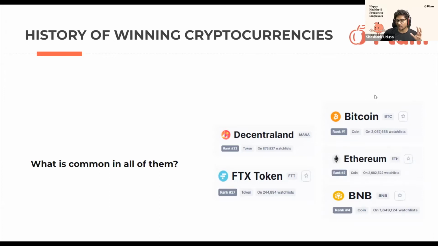Do you guys know what is that common underlying factor that leads these coins to become big coins or become number one, number two? Why are they number one, number two, number three? Why are these coins sitting at the top of the top 100 coins, right? Now, what is that exact use case that is making it awesome? And they all have a similar use case.